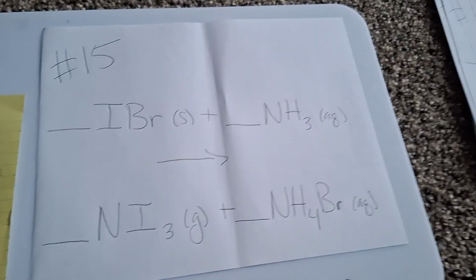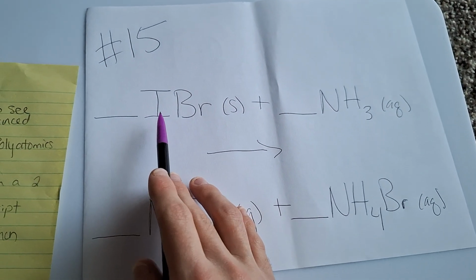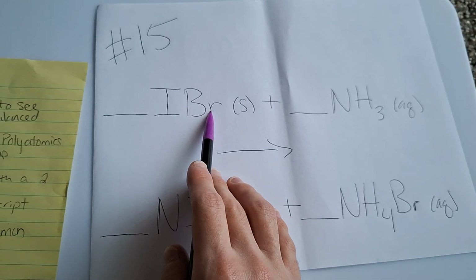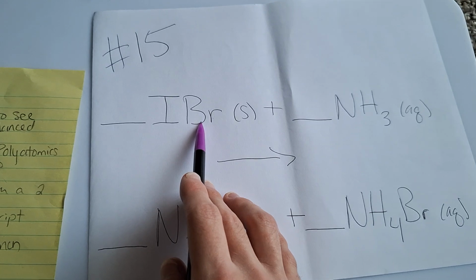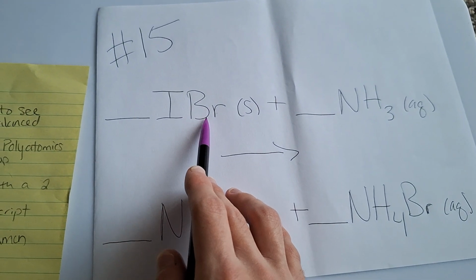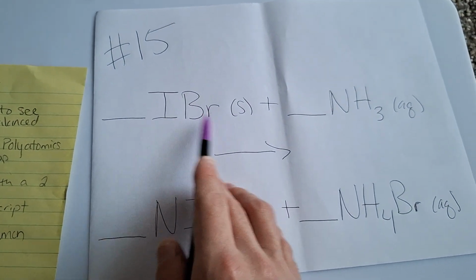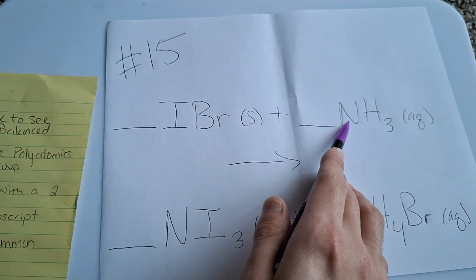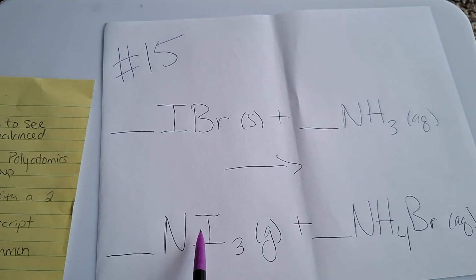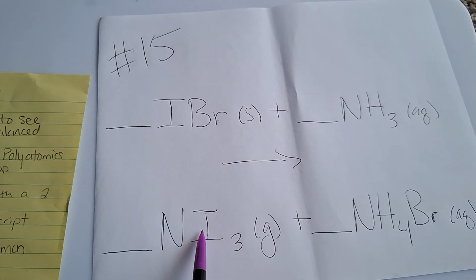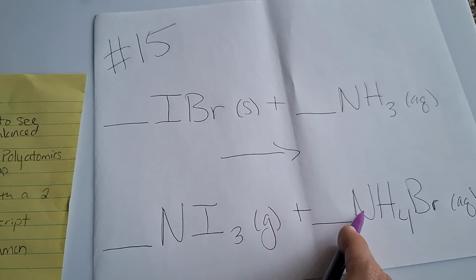Alright, final problem. You have iodine bromide. Okay. Iodine. No, monoiodide, monobromine. Solid. I don't remember the name, but that's just the basic name because it's two nonmetals. Plus ammonia react to produce nitrogen triiodide. Okay. And ammonium bromide.